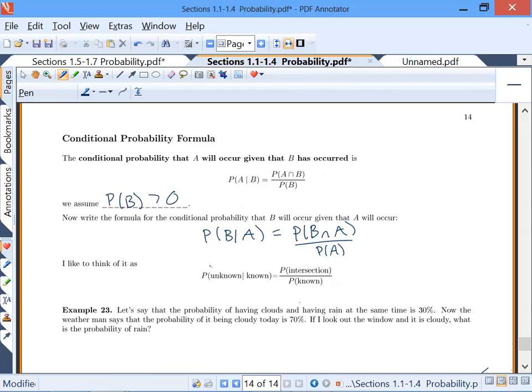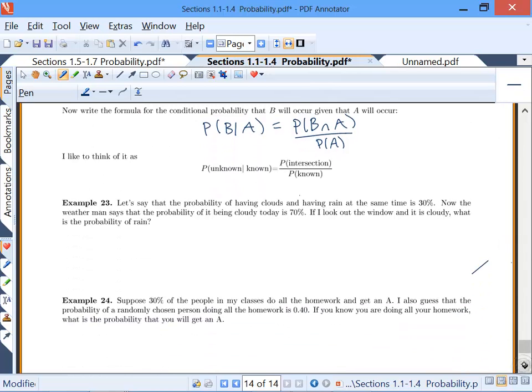Or I always just think of it as whatever part is given, I remember that that's the probability that I need to put in the denominator. So the given part, or the thing that I know, is what I put in my denominator. So we can use this formula now.